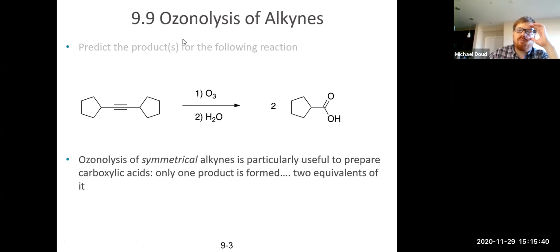In this case, because we have a symmetrical alkyne, with cyclopentyl on either side, that means that when we chew it up, we're going to end up with two carboxylic acids that are the same. So this carbon here becomes a carboxylic acid. This one here becomes a carboxylic acid. And that forms our products. This can be very useful if we're forming carboxylic acids as a product, because if we start with the symmetrical alkyne, then we end up with two equivalents of our carboxylic acid. We're not wasting any of the carbons.